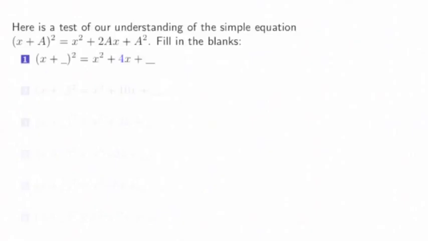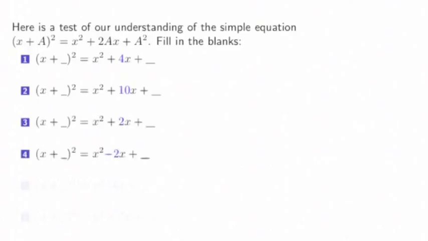Here, x plus something squared begins x squared plus 4x plus something. Or here, x plus something squared is x squared plus 10x plus something. In each case, we're going to fill in the blanks by focusing on the cross term, the coefficient of x. The coefficient of x is 4 or 10, 2 or minus 2. Maybe it's minus 6 or positive 7. In each case, we're going to use that to guide us on how we fill in the blanks.